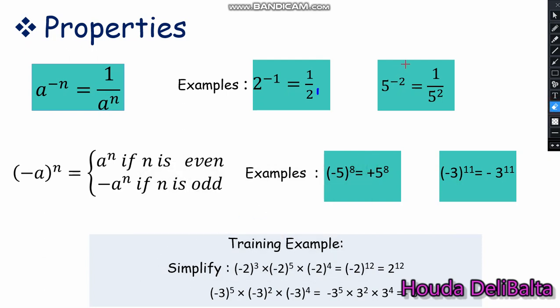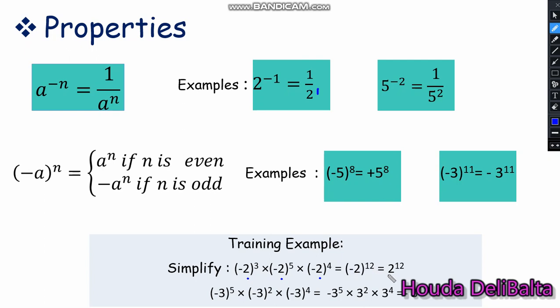Here is a training example. We have minus 2 cubed times minus 2 power 5 times minus 2 to the power 4. It's minus 2 to the power 11 because I have the same base here and here and here, then I keep the same base. And all I do is add the exponents, which is minus 2 to the power 12. And since 12 is an even exponent, then the minus sign will be cancelled as you see here.